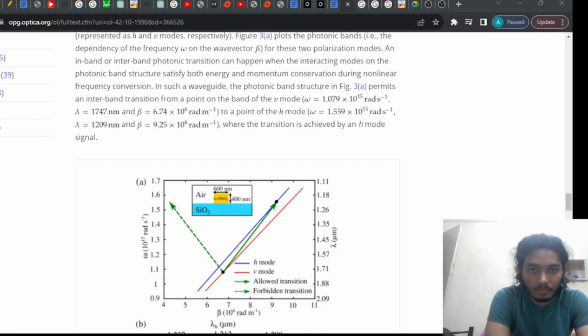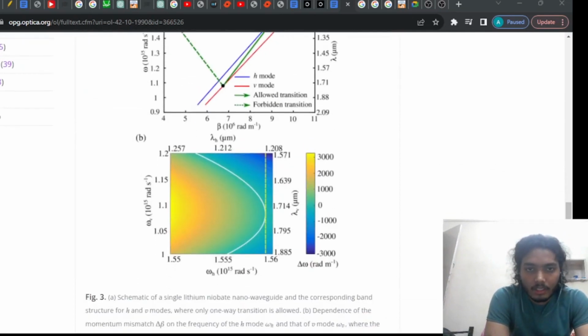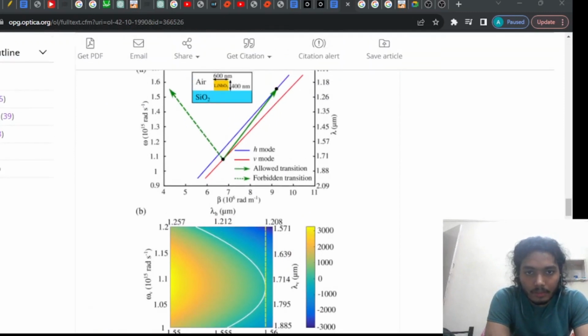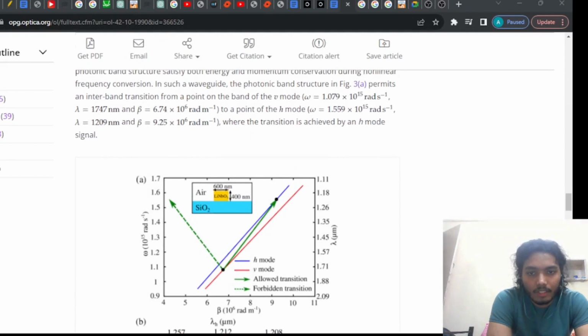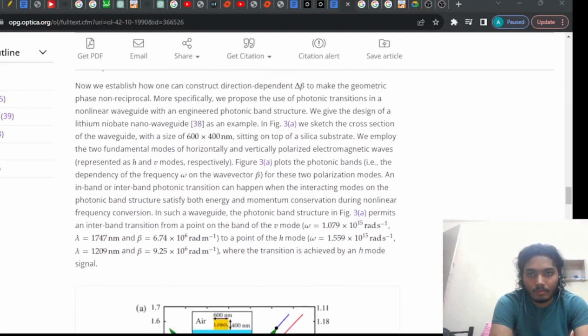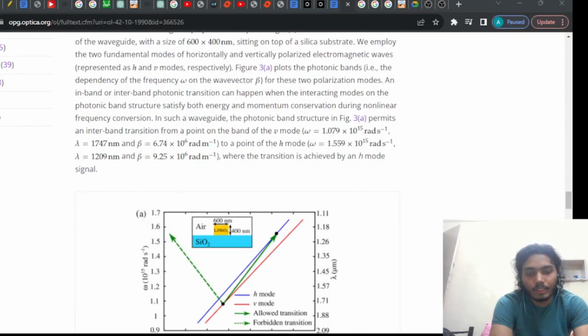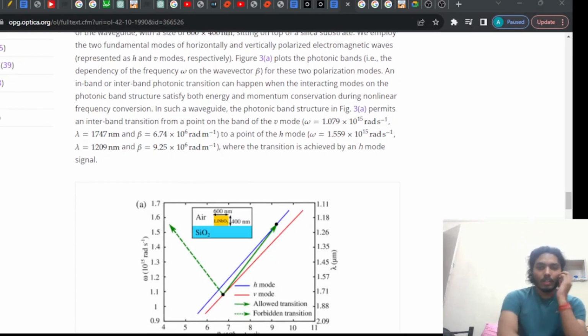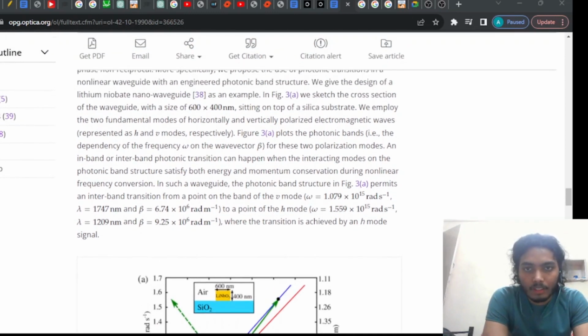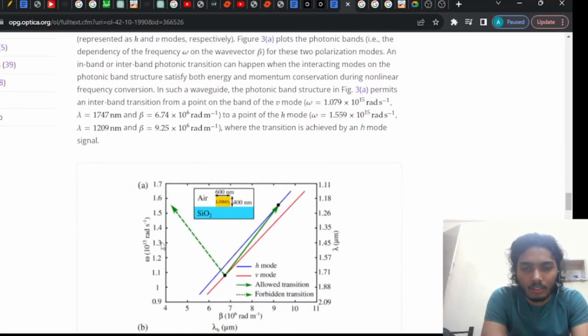and that is the only photonic transition that is possible. That is all this graph represents. And basically what we are doing here is we have some pump which is vertically polarized, and we want to generate a horizontally polarized signal. So we are looking for the photonic transition, and this is just a cross section of a waveguide.